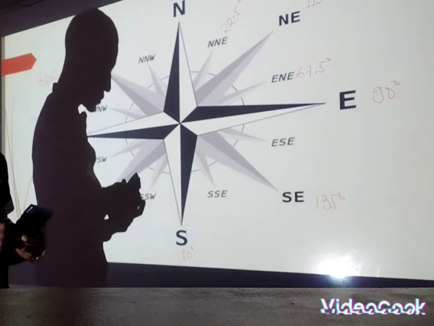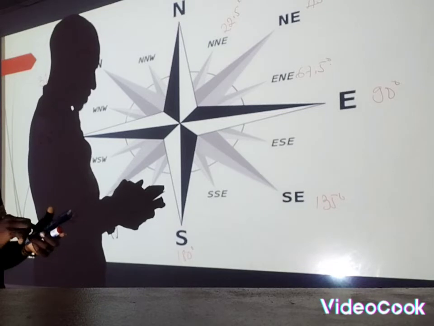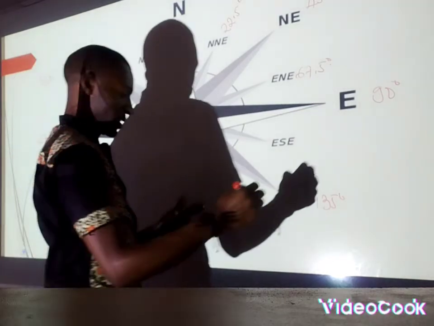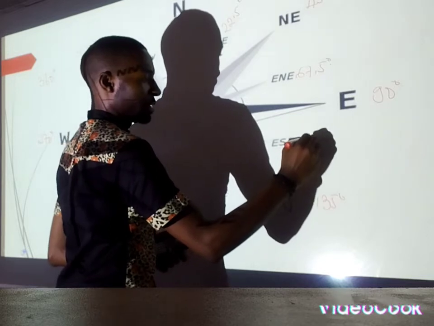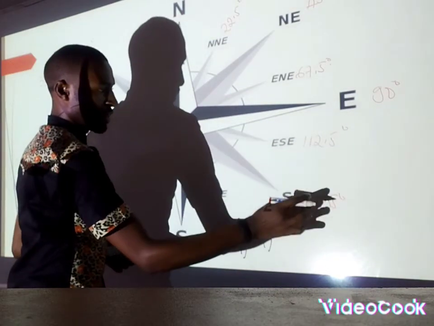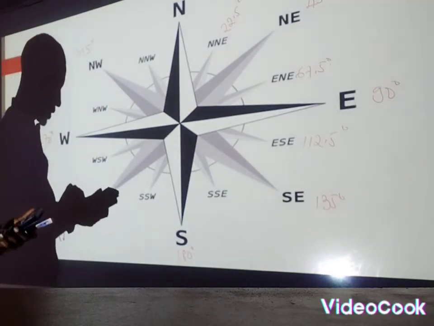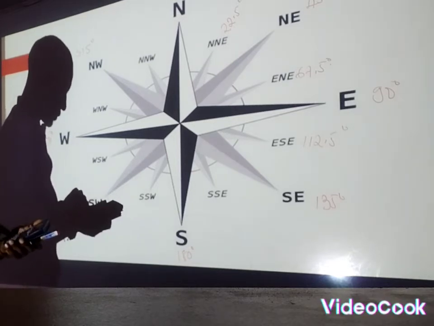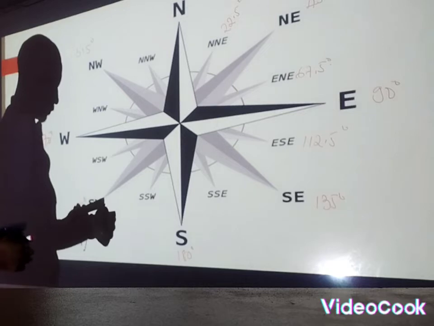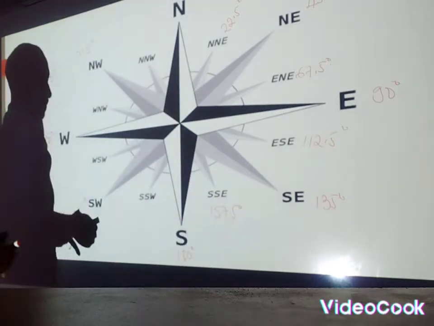67.5 degrees plus 22.5 is going to give us 90 degrees. Now 90 degrees again plus 22.5. Take 90 plus 22.5, and it is going to give us 112.5 degrees. So here we have 112.5 degrees plus 22.5, which gives us 135 degrees. Now 135 degrees plus 22.5 is going to give us 157.5 degrees. We have 157.5 degrees, south of southeast.